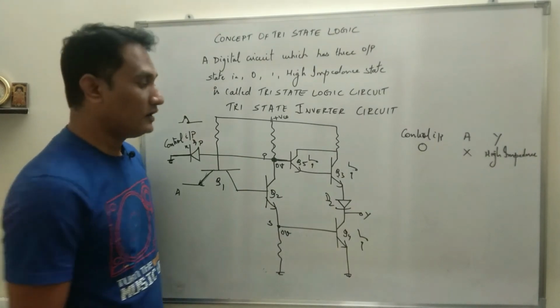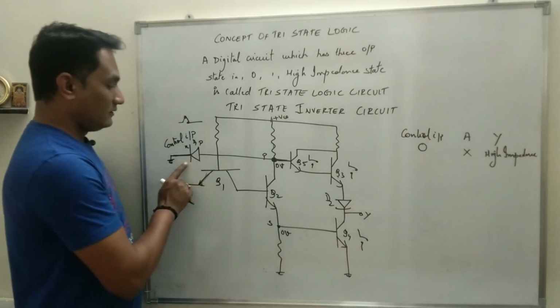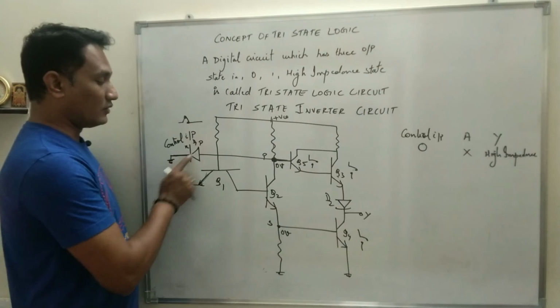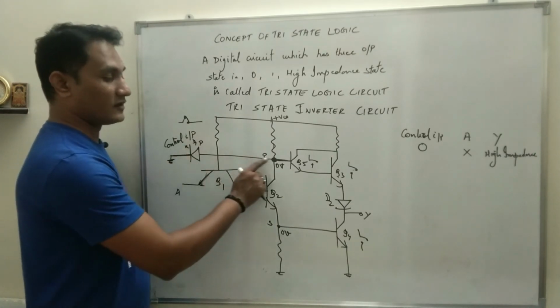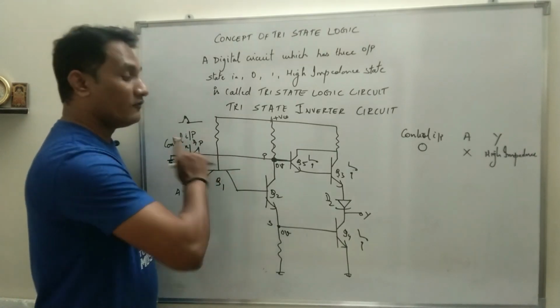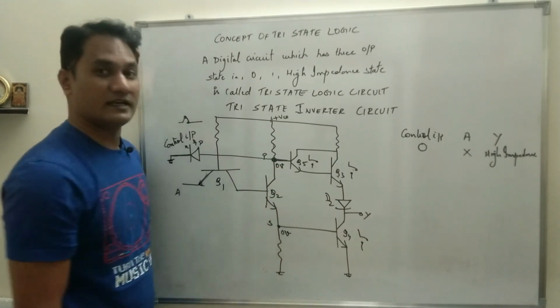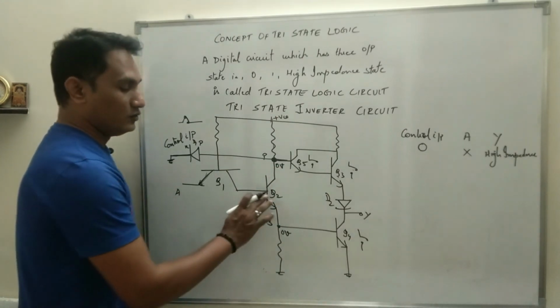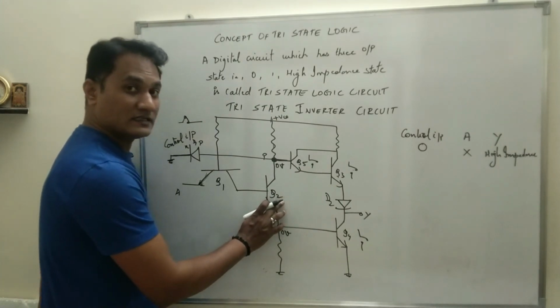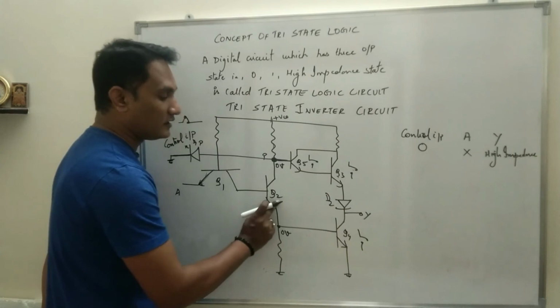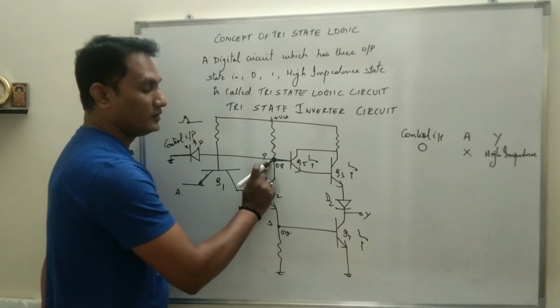Why is current 0? Because when control input is equal to 0, that means when control input is connected to ground, the diode D1 is forward biased. Therefore potential at P will always be 0 irrespective of whatever be the condition at Q2. Q2 may go to saturation region or may go to cutoff region, but irrespective of that, P will always be 0.